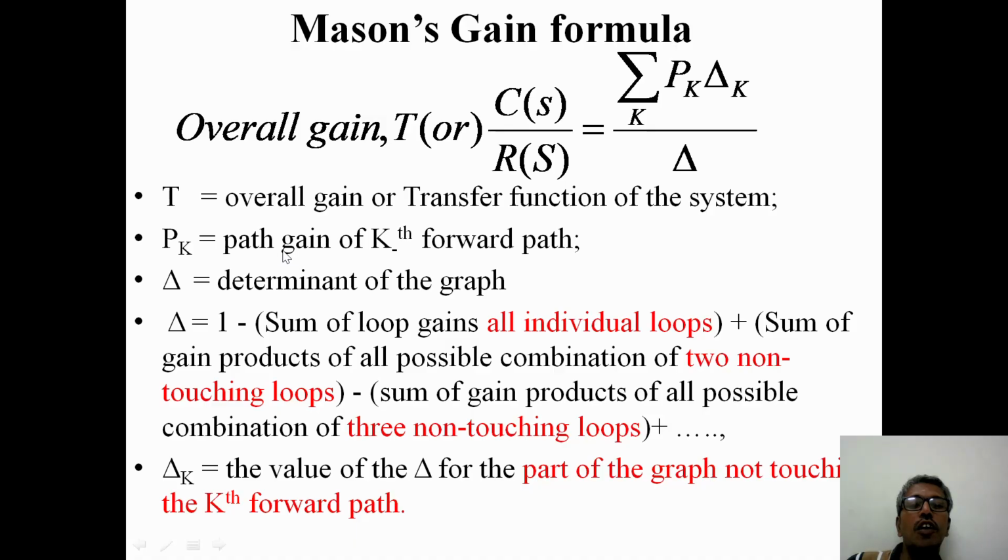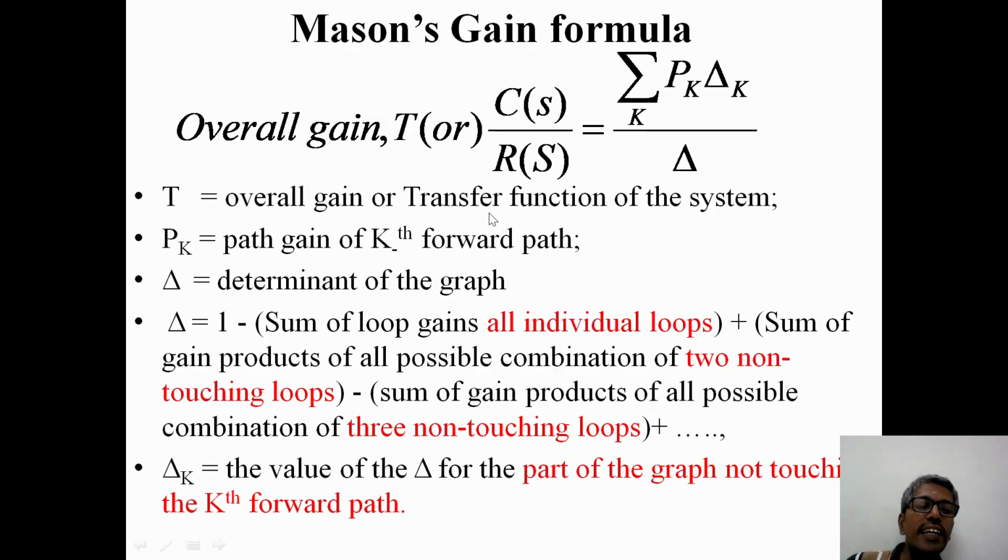Here Pk is the path gain of individual forward path. Then delta is the determinant of the overall signal flow graph. Delta is given by the formula delta equal to 1 minus sum of loop gains of all individual loops, plus sum of gain products of all combinations of two non-touching loops, minus summation of products of three non-touching loops, and it goes on like that with four non-touching loops, alternately plus and minus.